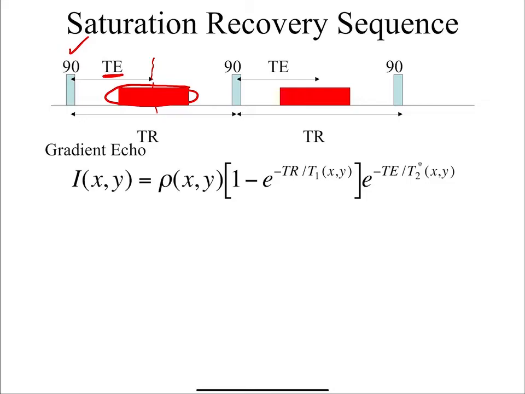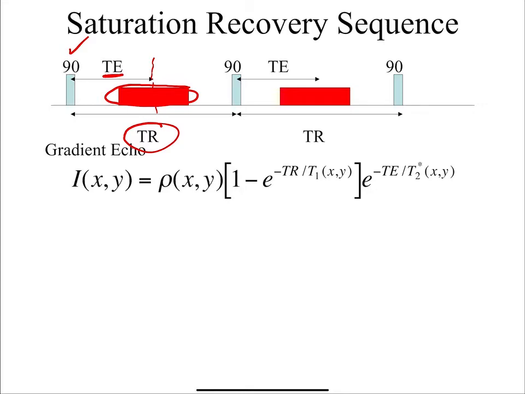Okay, and then the time between excitation pulses is TR. So that's why MRI sequences are very rhythmic. You're basically doing the same thing over and over again. You're exciting the spins, you're letting them precess, you're collecting the data, you wait for it to recover, and you do it all over again.